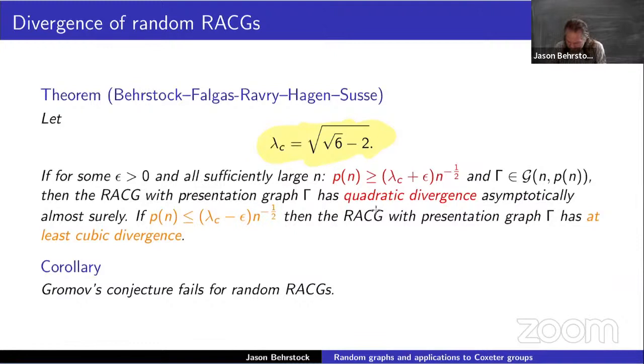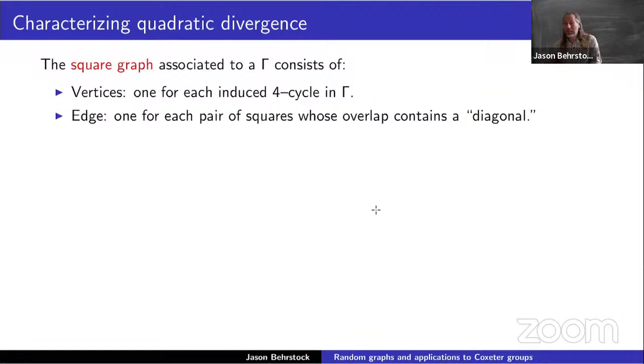Let me actually, I have the answer on my next slide. We have this thing called the square graph. This is our analog of what Bollobás and Riordan had done in clique percolation, where we build an associated graph. That graph has a vertex for every induced four-cycle. People that think about random graphs know that induced is often hard to deal with, but we want vertices for induced four-cycles. Then we put edges for pairs of these, I just call them squares, for each pair of squares whose overlap contains a diagonal.